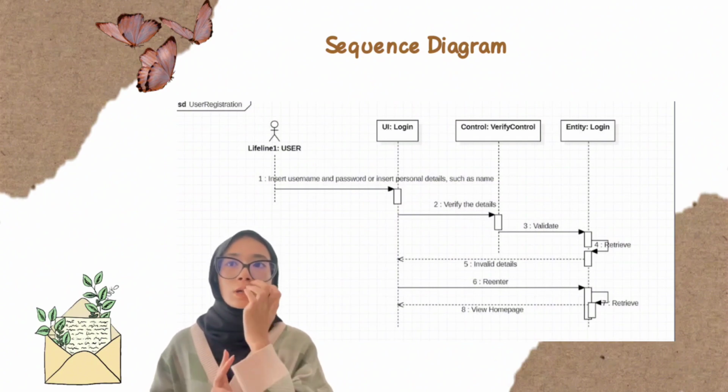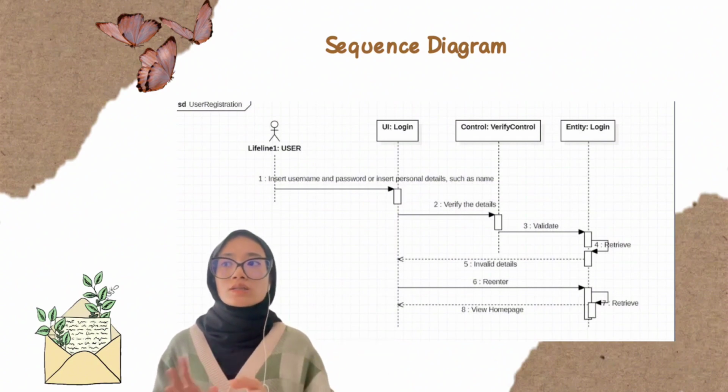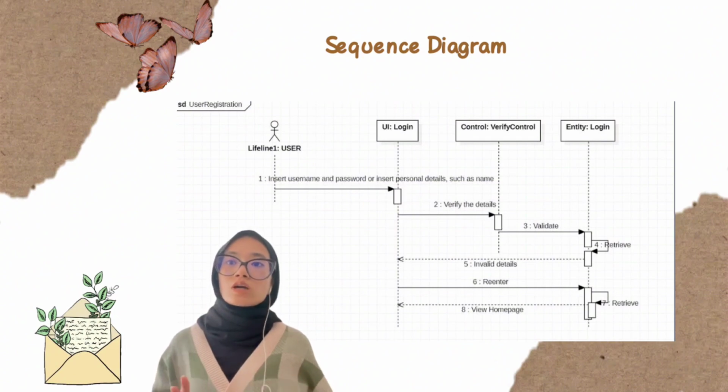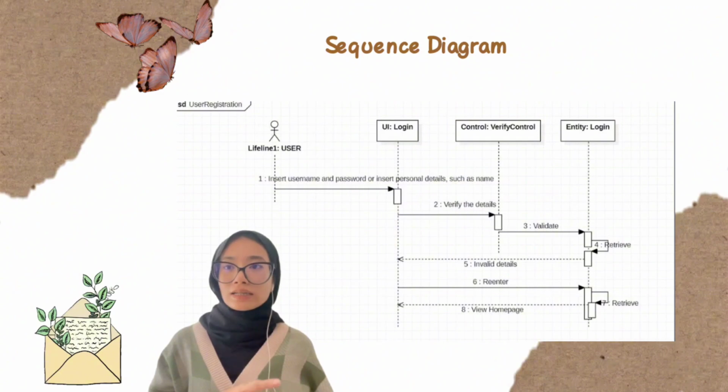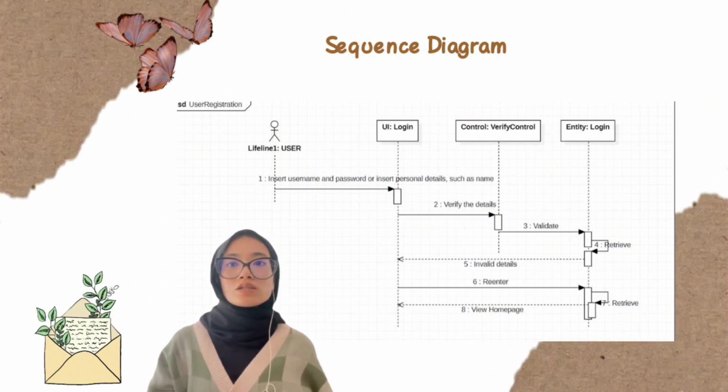Okay, for the login page, they just insert the username and password. After that, the system will verify if the user fills out the registration form with accurate information, and the system will send a verification link and confirm the user identity. The user should receive a confirmation message stating that their registration has been verified and accepted.